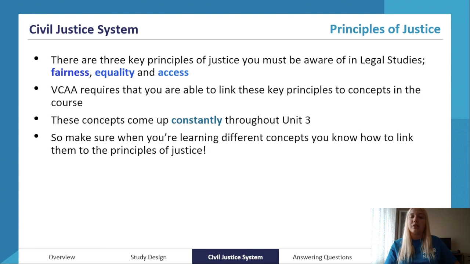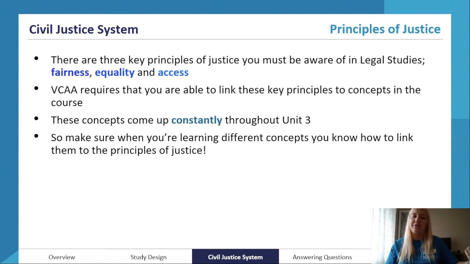VCAA requires that you're able to link these key principles to concepts in the course constantly throughout Unit 3. So when you get your examination, the most common extended response questions, and the 10 marker in Section A, commonly tend to be about the application of the principles of justice to the criminal justice system, the civil justice system, or both. So sometimes you get double-sided questions that need you to compare and link ideas between the criminal and civil justice system as well, which you shouldn't stress about now.